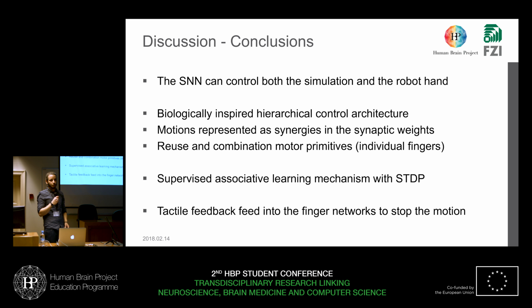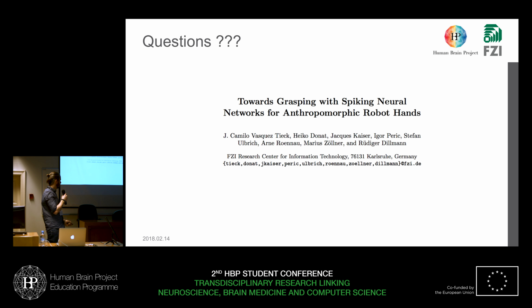To finalize, we use a spiking neural network to control robots, both in simulation and the real robot, with a biologically inspired hierarchical architecture. Motions are represented as synergies between different joints and muscles. And that's it. If you have questions, I'm open for them at the end. Thank you very much.